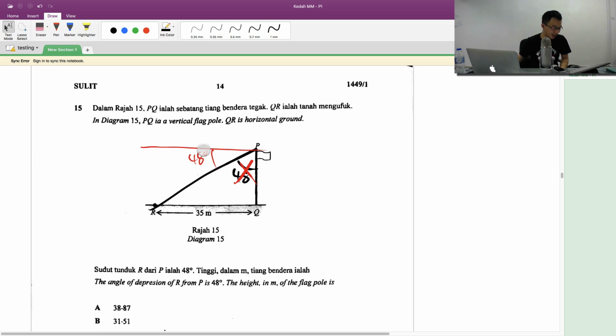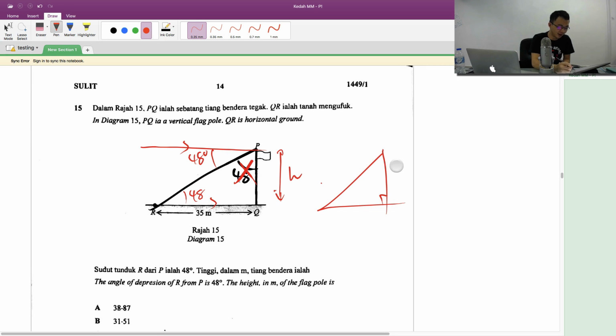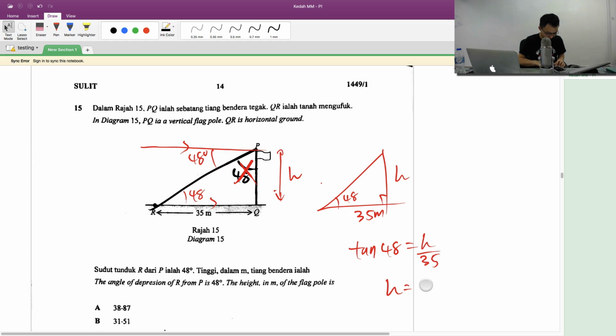Alright, then the question asks you to find the length of the flagpole, so they ask you to find h here. Because this line is parallel, I know here is 48. So you should be able to see a right angle here. This is the height you want to find. This is 48, this is 35 meter. I can use tangent because it's OA. So tangent 48 equals h over 35. So h equals tangent 48 multiplied by 35. You will get 38.87. So the answer should be A. Very easy.